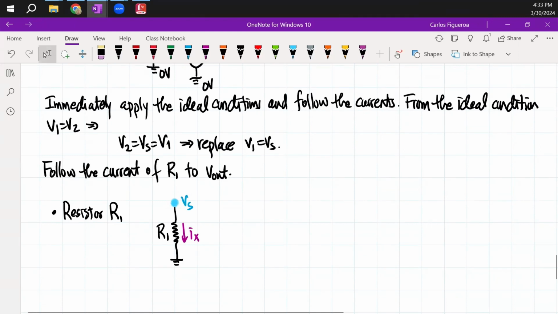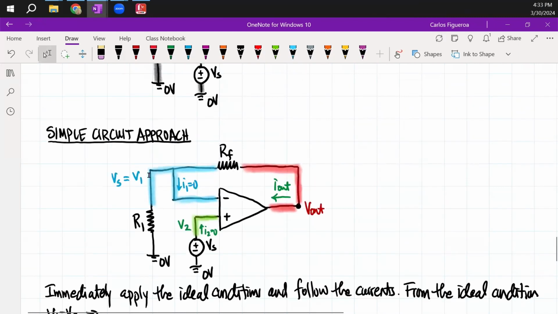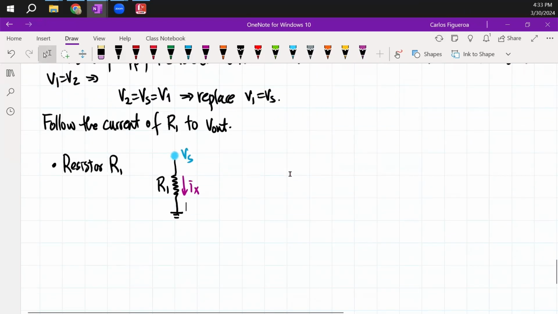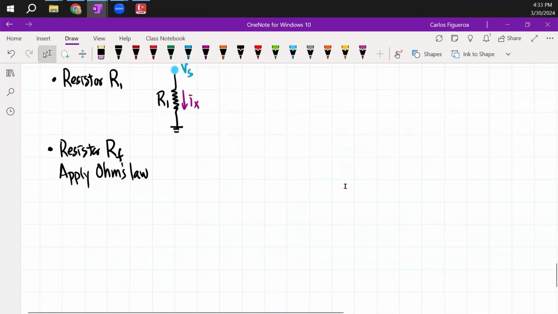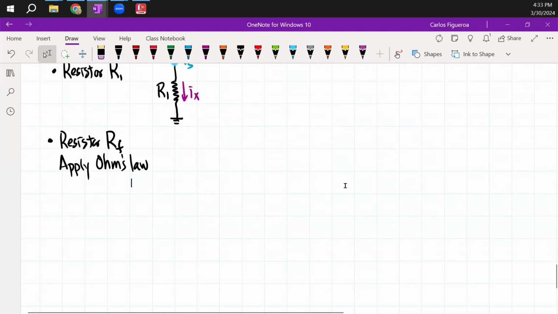The next resistor that we have to pay attention to is RF. Look at RF. We know what that node is, Vs, and then we have the output node. So now let's focus on resistor RF, the feedback resistor. I'm going to conclude immediately that if I look at resistor RF, I'm going to apply Ohm's law. So when I look at this, what am I actually seeing here?